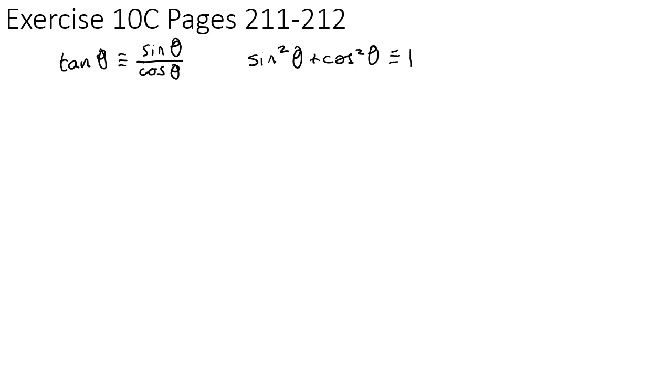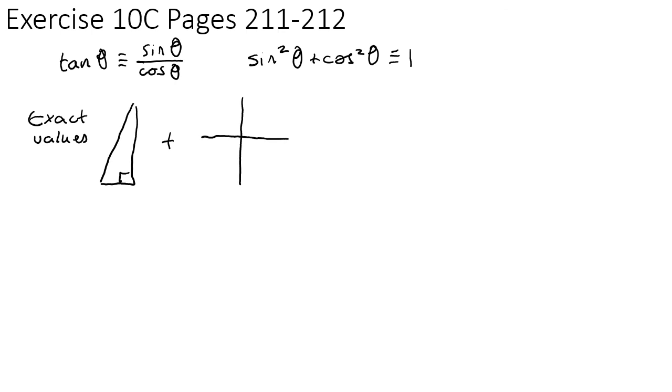When you want to find these exact values, then you can use this as an alternative method to the book. You can use your right angle triangle and a CAST diagram to help you work out what these exact values are. And basically, your right angle triangle is going to give you the size, it will give you the fraction, and your CAST diagram will give you the sign of the answer.